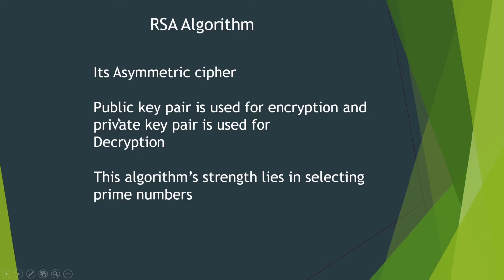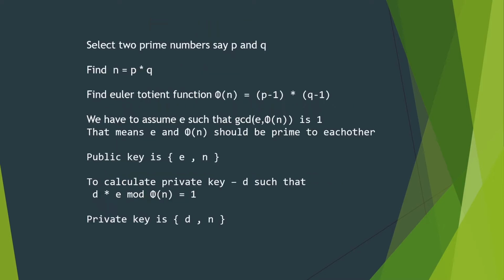So we need two values to generate the public key, and in the same way we need two values to generate the private key. This public key can be known to anyone, and this private key should only be known to the person who is decrypting our ciphertext. This algorithm's strength lies in selecting the prime numbers. Generally we need to select large prime numbers, and we will see why. If you choose small prime numbers, it will be easy to brute force or crack.